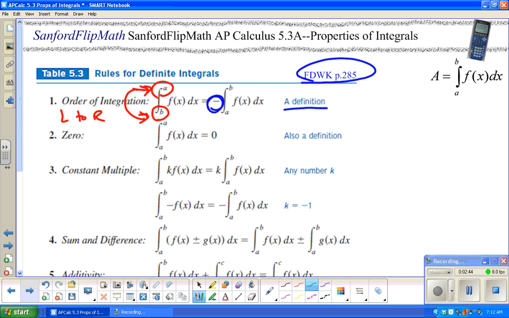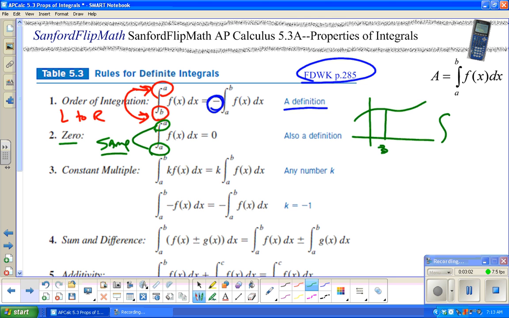Okay. Second property is basically this idea that if I look at the area between A and A, so these are the same, there's really not much area in there. Just a quick little example. If I'm looking at the area from 3 to 3 of f of x, it doesn't matter what the function is. If that number's the same, there's really nothing there.